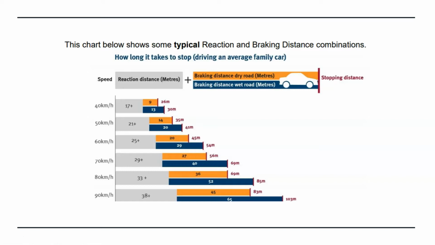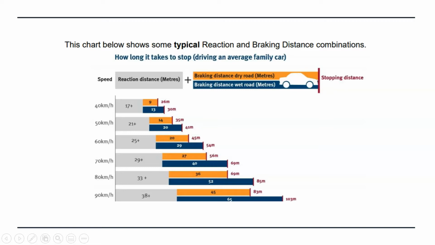Okay, we're going to up the speed a bit, and we're going to be in 60 kilometers an hour. In this case, our reaction distance is 25 meters, plus on a dry road, we've got a 20 meter braking distance. We've got 45 meters between seeing the red light and actually stopping. Whereas on a wet road, that increases to 54 meters.